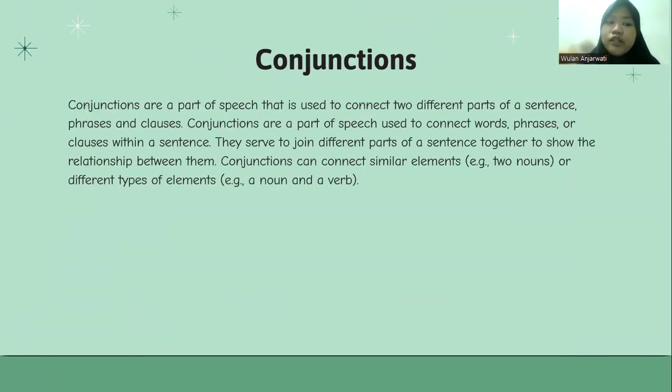And next, there's the conjunction. Conjunctions are a part of speech used to connect words, pairs, or clauses within a sentence. They serve to join different parts of a sentence together to show the relationship between them. Conjunctions can connect similar elements like two nouns or different types of elements like a noun and a verb.